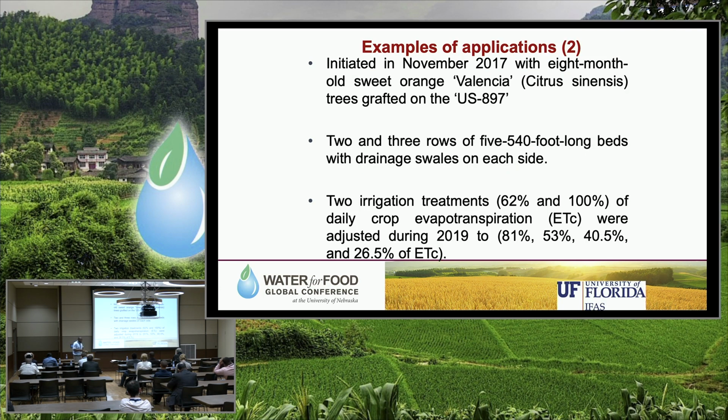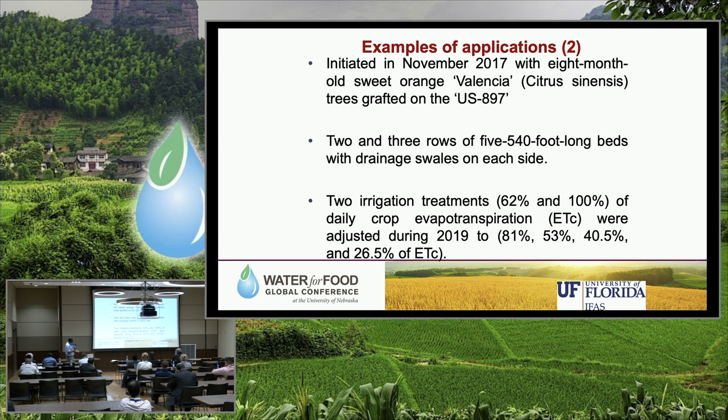So another one, you see a little bit heavy detail here. Another study where we were looking at use of different irrigation rates on commercial oranges, called Valencia variety. And we had a rootstock called US 897 developed by USDA. So we had 2 to 3 rows of planting, and then we were comparing in the first years 2 levels of irrigation. So 2% of the ET and 100%.